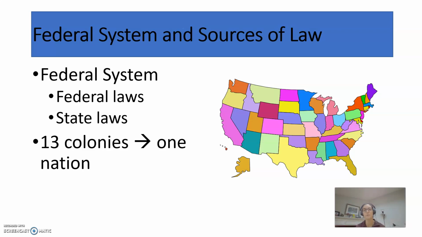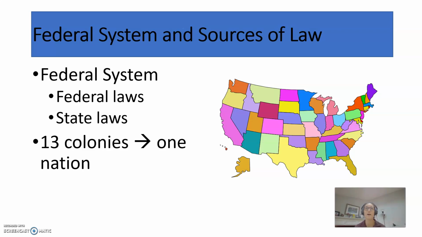Why is this important to us in business law? Because when we operate our businesses, when we go about our daily business in Massachusetts, we have to follow federal, national laws, but we also have to follow the laws of Massachusetts. And what if we want to open a location in New Hampshire? We have to follow New Hampshire laws as well.